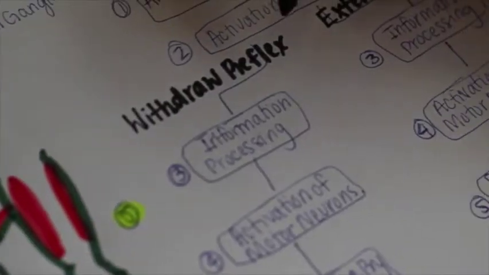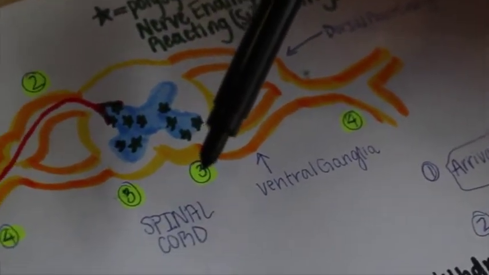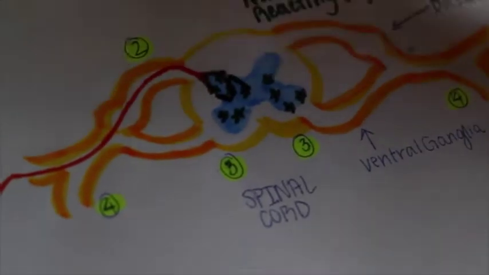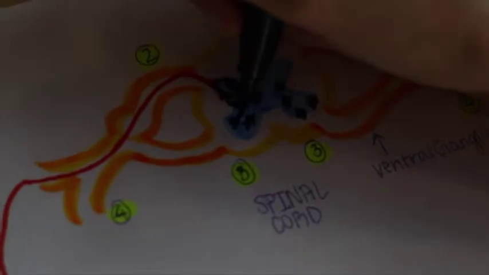Now starting with the withdrawal reflex, which leads to steps 3, 4, and 5 in the ipsilateral leg, beginning with information processing. Next, these polysynaptic nerve endings synapse with the interneurons, right here, within the spinal cord, and then to motor neurons.